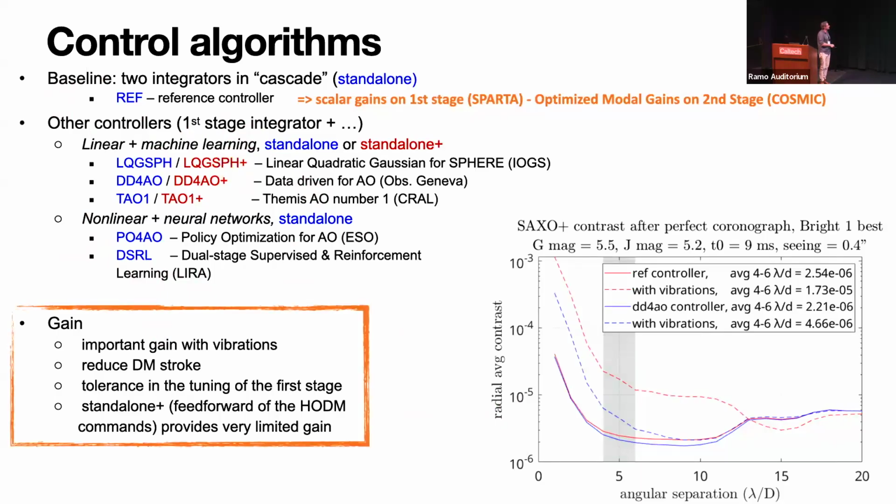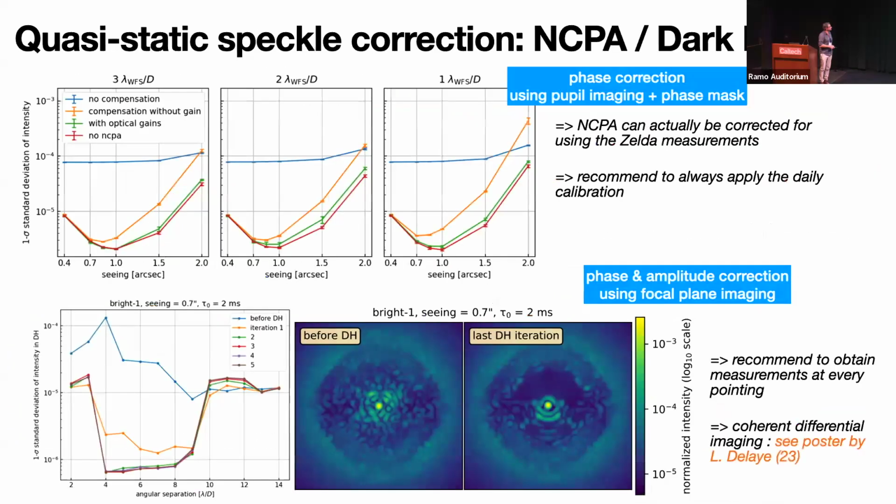What we observed in the simulation so far is that we have an important gain if we use this type of controller, especially in presence of vibration. This is what we see here on this plot. It's a simulation again, the contrast versus the separation, with the reference controller in red, and with the new controllers. In that case, it's the DD4AO, which allows us to gain a factor of 5 in contrast. So this is really something interesting. And also this new apodizer will allow to reduce the stroke on the DM, so we'll have more margin to correct for the turbulence, and overall it will provide a more robust correction.